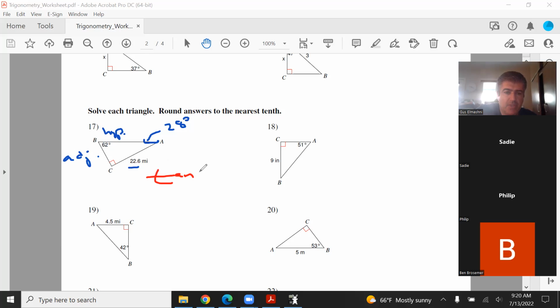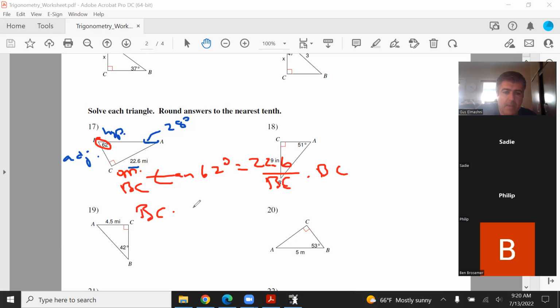Then you would say tangent of 62 degrees equals 22.6 over BC. Or you could use the 28 degrees, and then 22.6 would be adjacent to 28 degrees. Could have done that, but since I'm focusing on 62 degrees, the 22.6 will be my opposite. The adjacent, of course, is BC. The hypotenuse, of course, is BA. So you're solving for BC here, so you got to multiply both sides by BC.